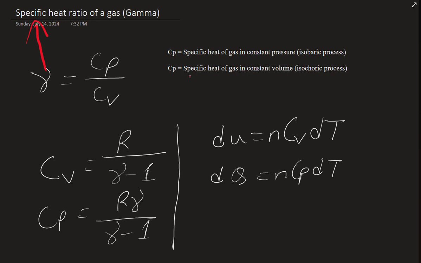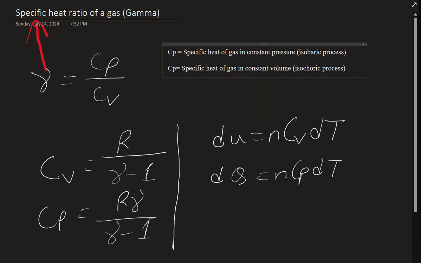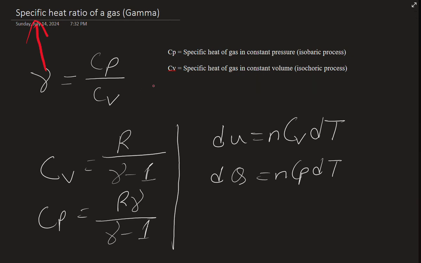And the specific heat of gas at constant volume, or isochoric process, is Cv. So Cp is the specific heat of gas in an isobaric process, and Cv is the specific heat of gas in a constant volume, isochoric process.